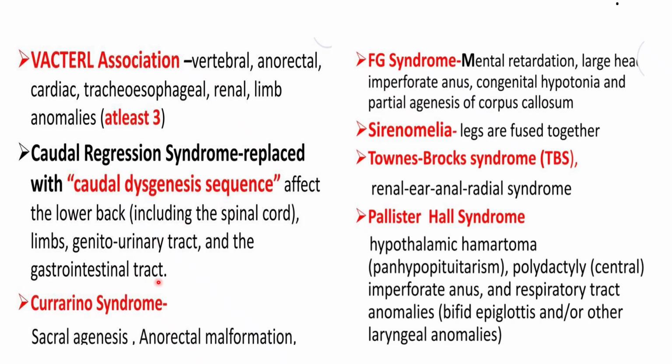They can be Currarino syndrome, which includes sacral agenesis and anorectal malformation. They can also be FG syndrome, which includes mental retardation, large head, imperforate anus, congenital hypotonia, and partial agenesis of corpus callosum. They can be sirenomelia, in which legs are fused together, or Townes-Brocks syndrome, in which renal, ear, anal, and radial anomalies are there. They can also be Pallister-Hall syndrome, which includes hypothalamic hamartoma, panhypopituitarism, polydactyly, imperforate anus, and respiratory tract anomalies.